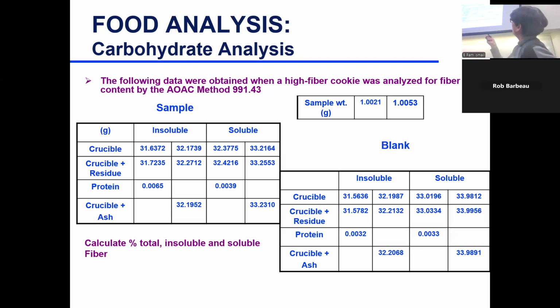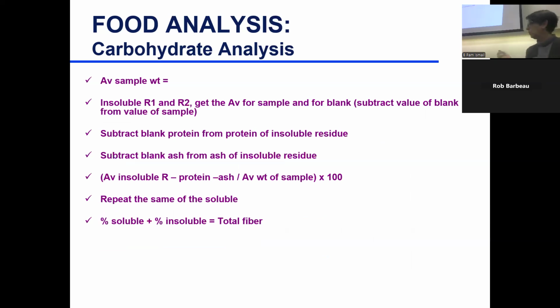This is rep 1 weight, this is rep 2 weight. So to help you, this is what you need to find: the average weight of your sample, the insoluble from rep 1 and rep 2, you get the average for sample and blank, and so on. So this information you want to obtain from the data and then calculate. Okay, so for Monday or Wednesday before Thanksgiving, bring it on a piece of paper. If you type it, you want to email it to us, you can email it to Sharu or Andressa.